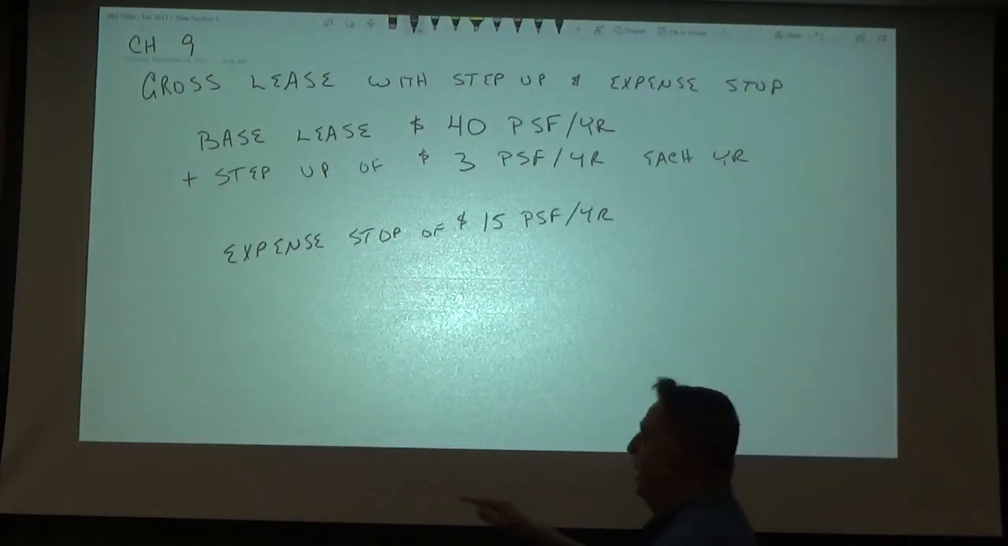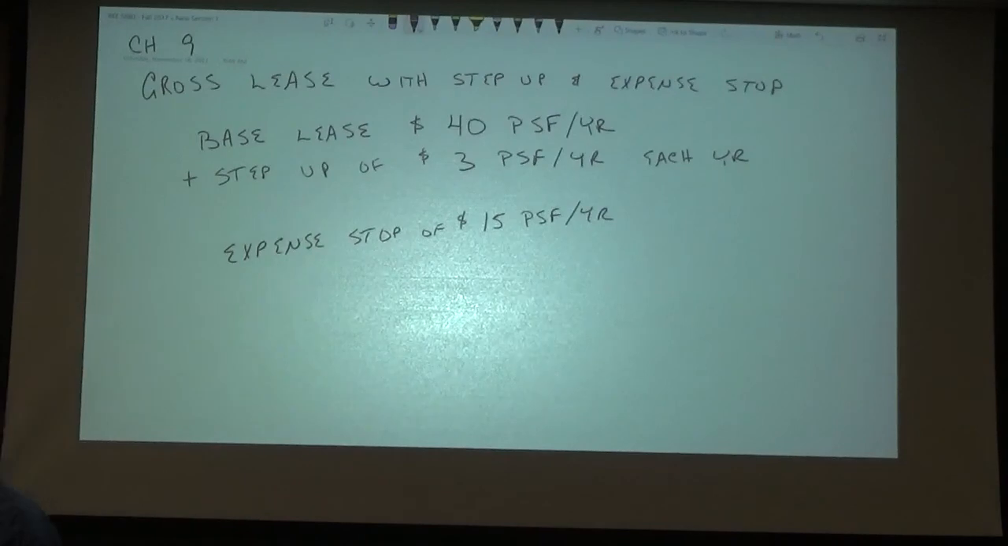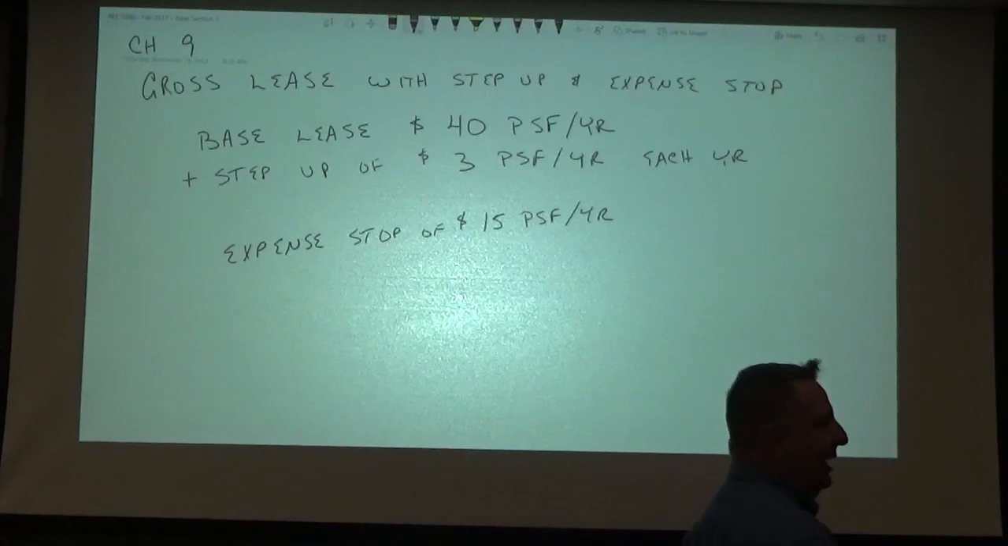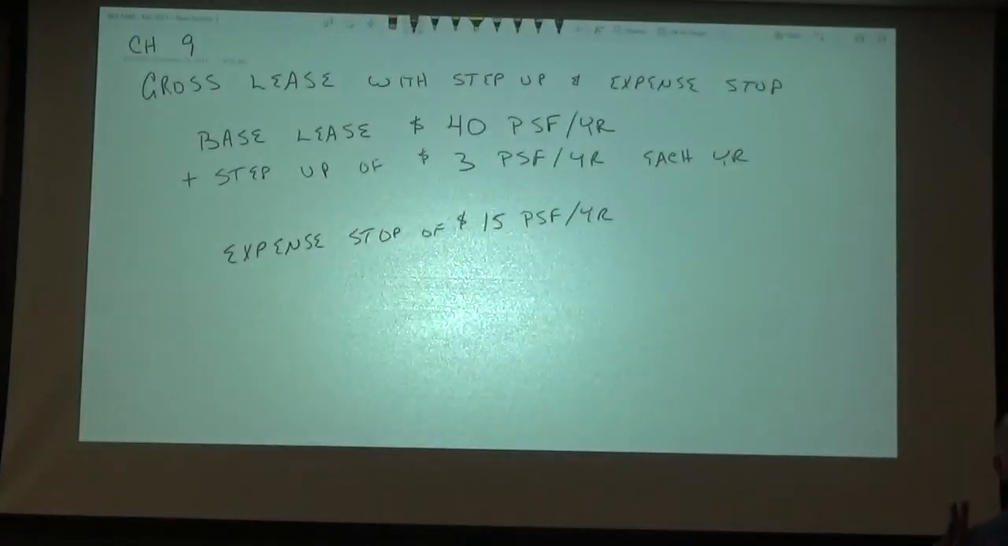Okay. Then we're also going to add in what is referred to as an expense stop. Now, if you've never heard this concept before, you definitely need to understand it, because a lot of people don't understand it. It's a fairly simple concept, but a lot of people don't quite grasp it.